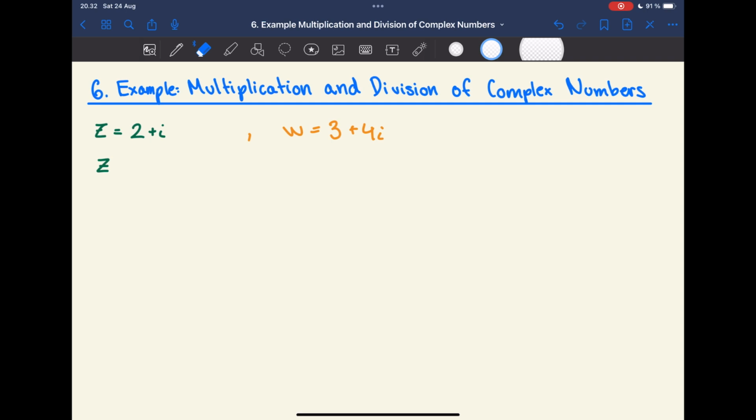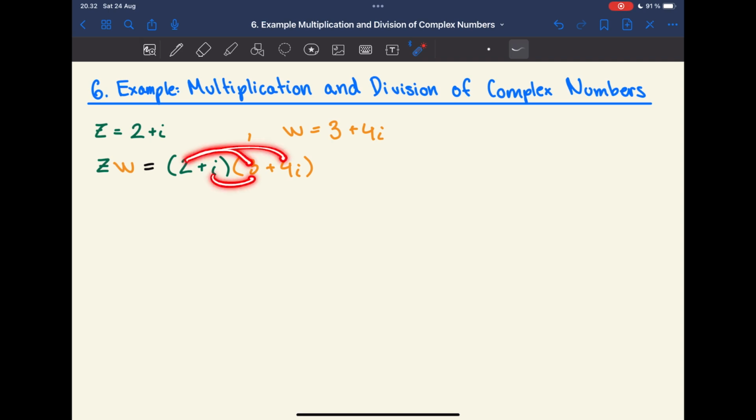And as I have said many times, you could remember some long formula, but I'm not going to do that. I'm simply going to write it out, and then I'm going to multiply. So I have written c out and I'm going to write w out. So that's 3 plus 4i. And now all we have to do is take 2 multiplied with 3 and 2 multiplied by 4i, and i with 3 and i with 4i.